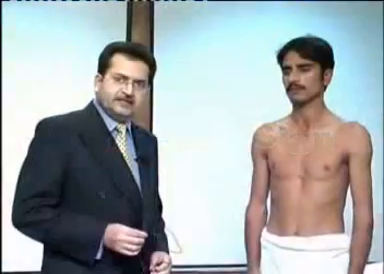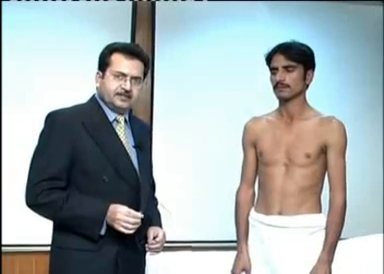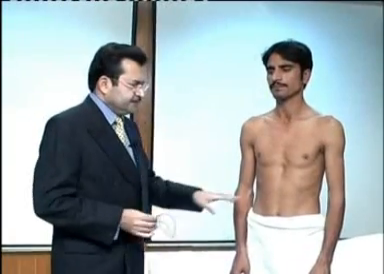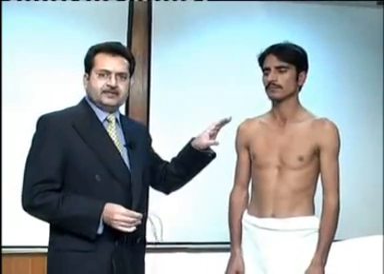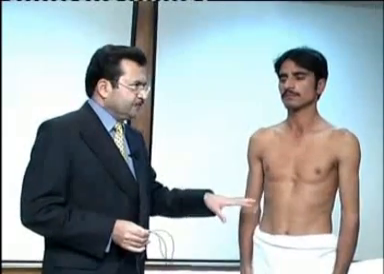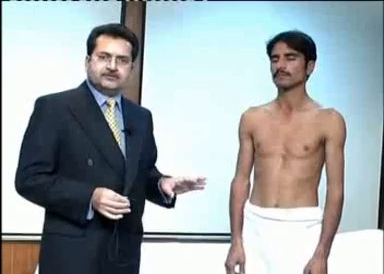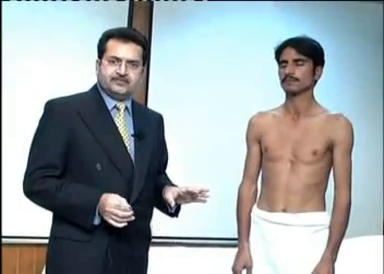Romberg sign is again an important sign for sensory ataxia. We ask the patient to stand with eyes open and see whether the patient can stand normally or not. In this case he is standing normally, and then we ask him to shut the eyes and see whether the patient sways in any direction. If the patient with closed eyes sways in any direction, it means the Romberg sign is positive.